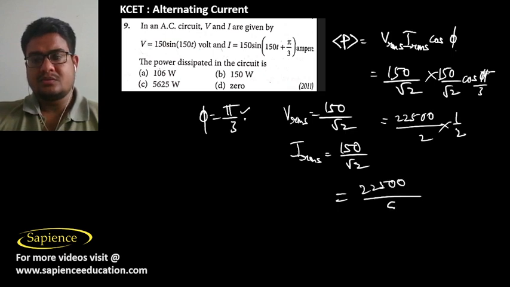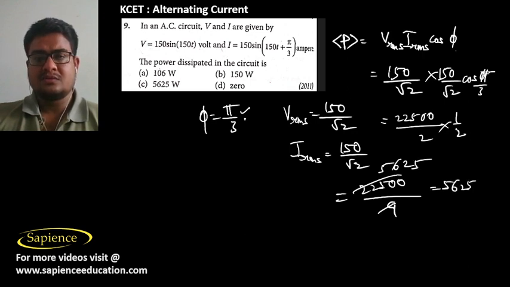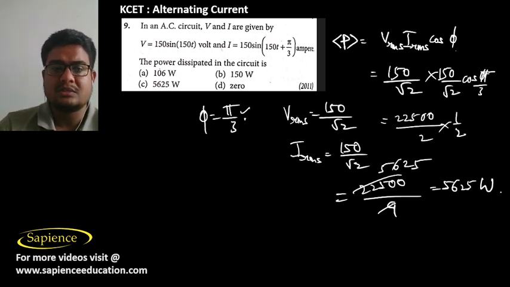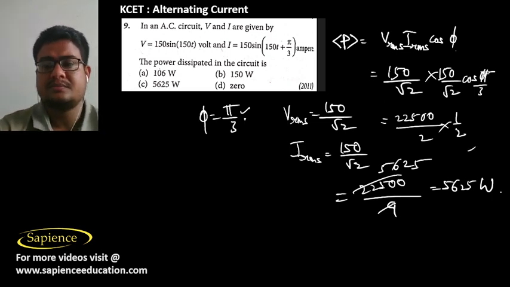22500 divided by 4: 4 5s are 20, 4 6s are 24, then 4 2s are 8, 4 5s are 20. So it is 5625 watt. So this is the average power that is dissipated in the circuit.